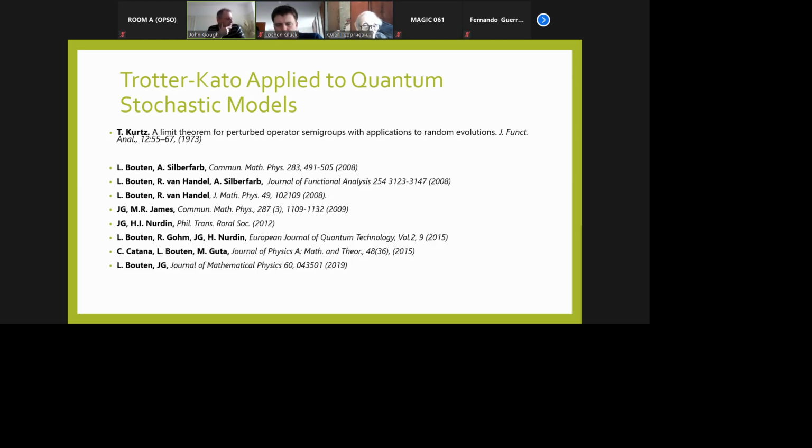So I've given an indicative list of people who have applied the Trotter-Kato type result to quantum stochastic models. It's probably not exhaustive, but fairly representative. There are probably a few known suspects there. Apologies if I've left anyone out.